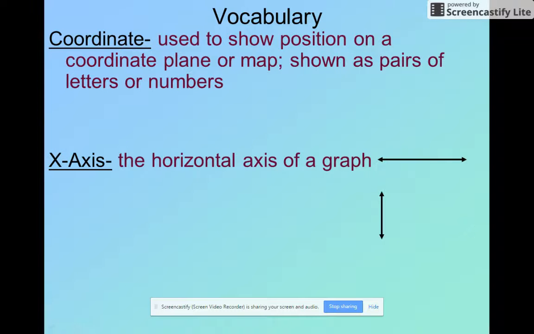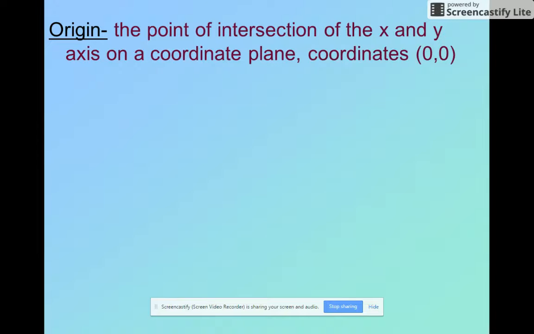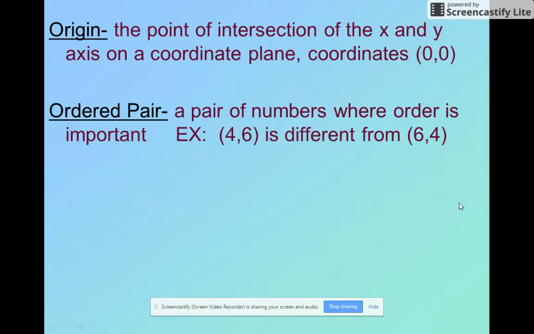Then we have our x-axis, and that is the horizontal axis of a graph, and the y-axis is the vertical axis of a graph. Next, we have the origin, and the origin is the point of intersection of the x and the y axis on the coordinate plane, and the origin always has the coordinates 0, 0.